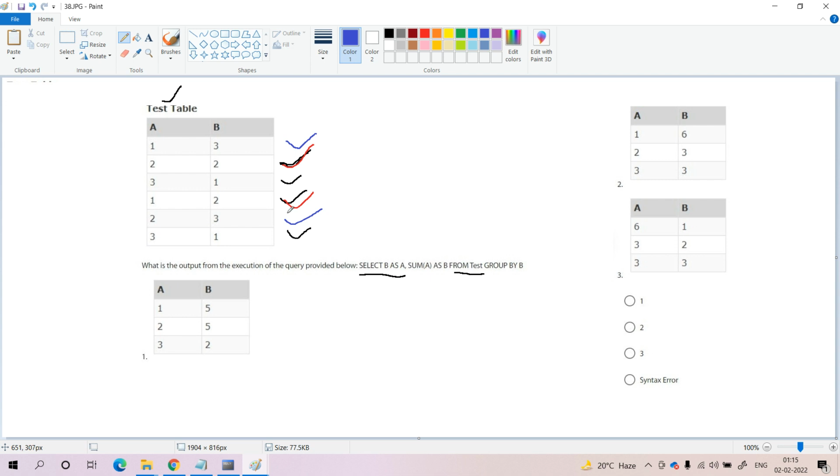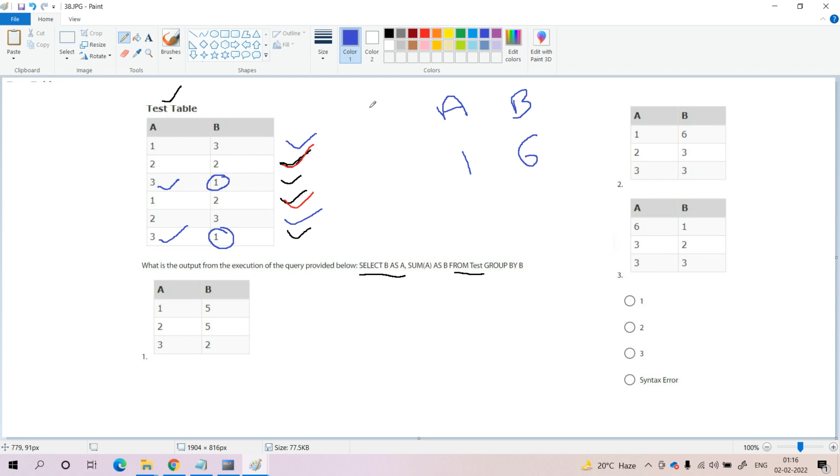Now as per the groups, try to calculate the sum of A as B from the test table, group by B. Now as per the first group, can you please observe? This is the first group. As per the first group, what is the sum of A? 3 plus 3, 6. That we need to consider as B. That means in the B, the value will become 6. For that, the A value is group of B. What is the group of B? 1.